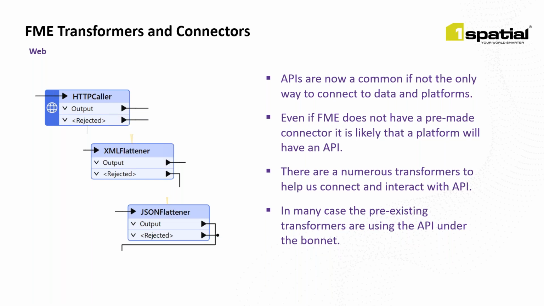As the name suggests, we have the HTTP caller, and this is used to manage HTTP requests to do put, post, get, delete statements via the API. And then we also have a suite of transformers specifically used for managing JSON and XML. These can be used to format content that is used as part of upload requests, or when dealing with responses coming back from the APIs. And it's worth noting that in many cases, these pre-built connectors are basically using an API under the bonnet, but it's just been pre-packaged in a nice, convenient interface ready for you to use out of the box.